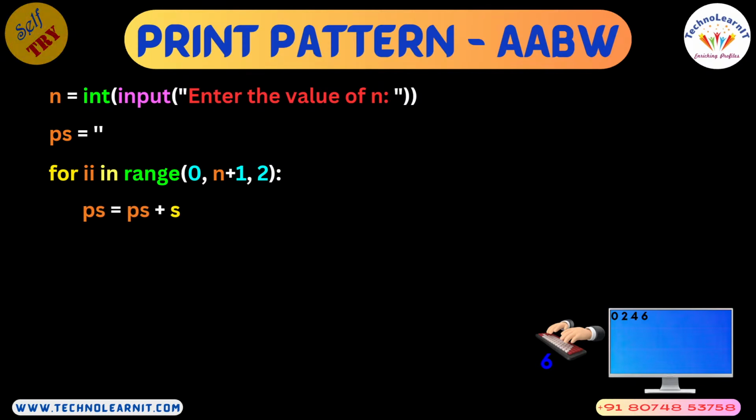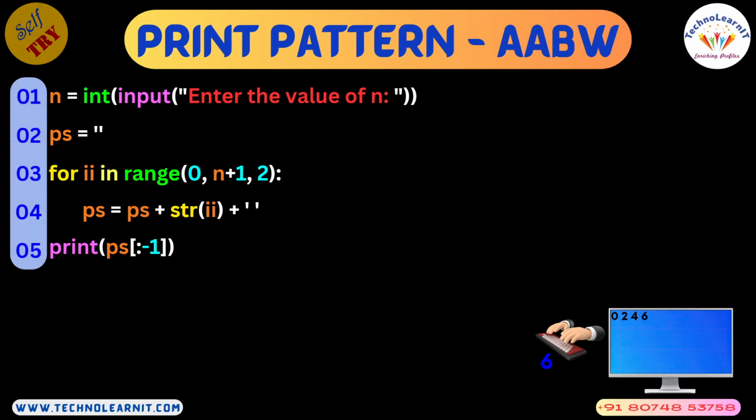So how do you construct the output string? Output string is concatenated with the current value of ii as a string and then single space. Finally, you print the string by ignoring the last character in it, the last single space character. This is a 5-step program to generate this output. Again, the second approach without using any string operations.